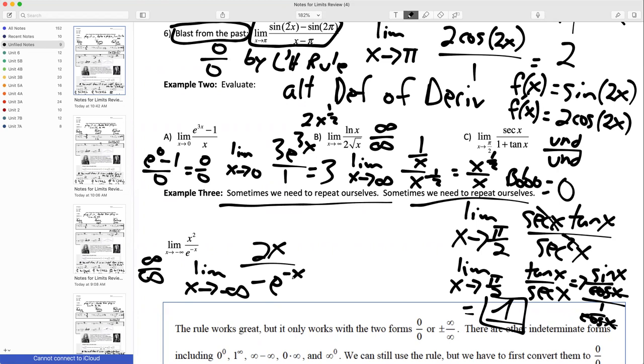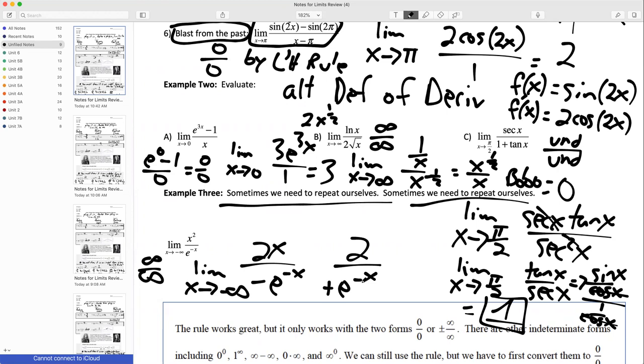Again, you could look at this and think about it intuitively, but that might not be exactly clear. If I plug in negative infinity, I'm going to get another indeterminate form. So I could do L'Hopital's rule again, and I'm going to get the derivative of 2x, which is 2, over positive e to the negative x.